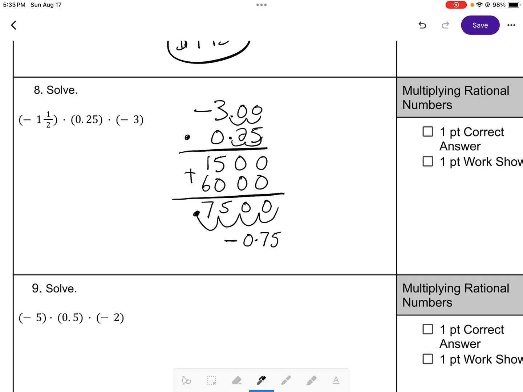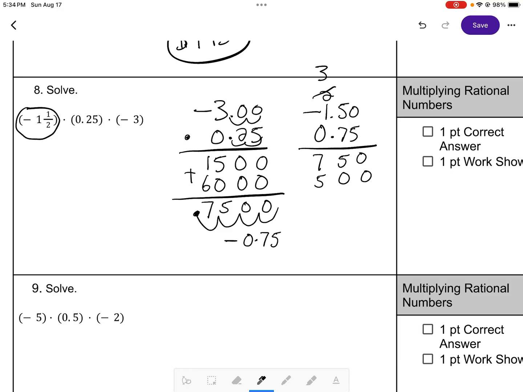And now I'm going to bring in the last part of my problem, the negative 1 1/2. Now I'm going to make that into a decimal just so it's easier for us to solve. So when I solve this, it's going to be negative 1.5. I'm going to add that 0 to help me out, and the 0.75. 5 times 0 is 0. 5 times 5 is 25. 5 times 1 is 5, and 5 plus 2 is 7. Bring a 0. 7 times 0 is 0. 7 times 5 is 35. 1 times 7 is 7. 7 plus 3 is 10.